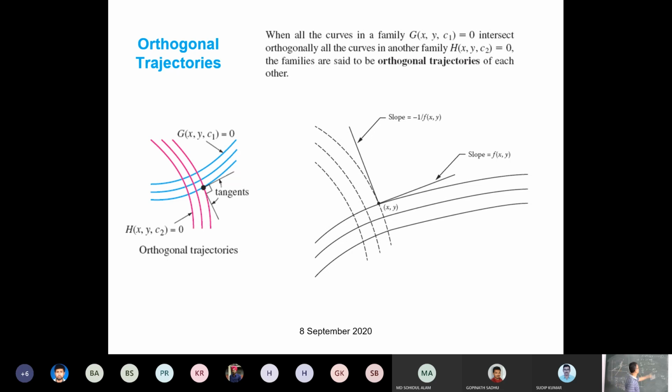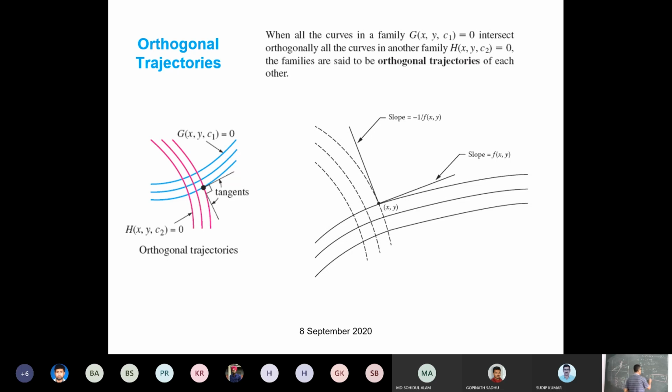Okay, now I have gotten rid of the parameter c. So in fact, this is my differential equation which represents the circles like this which are centered at x. This is the differential equation of those circles.